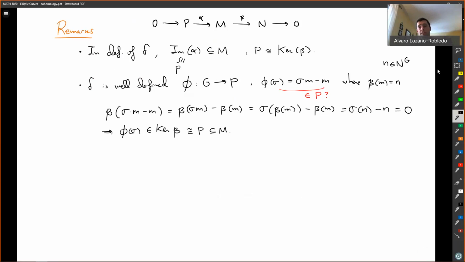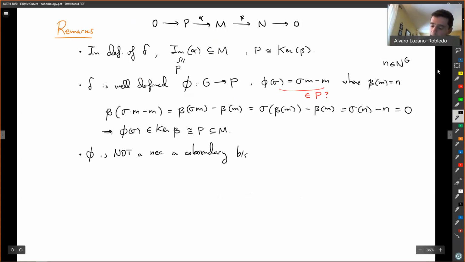And it's not hard to prove that this is a cocycle. What is interesting is that phi is not necessarily a coboundary, even though you see how it's defined. It is always sigma of m minus m, like the coboundaries are. But to be a coboundary from G to P, it would have to be that m is in P, but m is in M. It's not necessarily in P. Because m in the definition is in M, but not necessarily in P. Phi is actually a one cocycle.